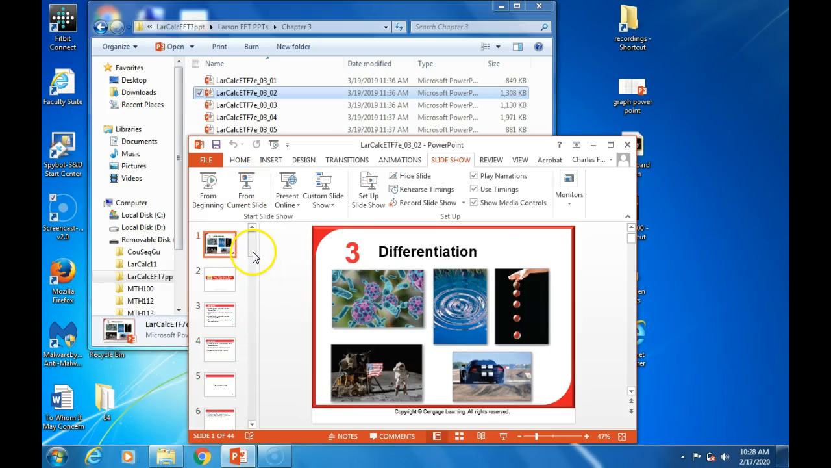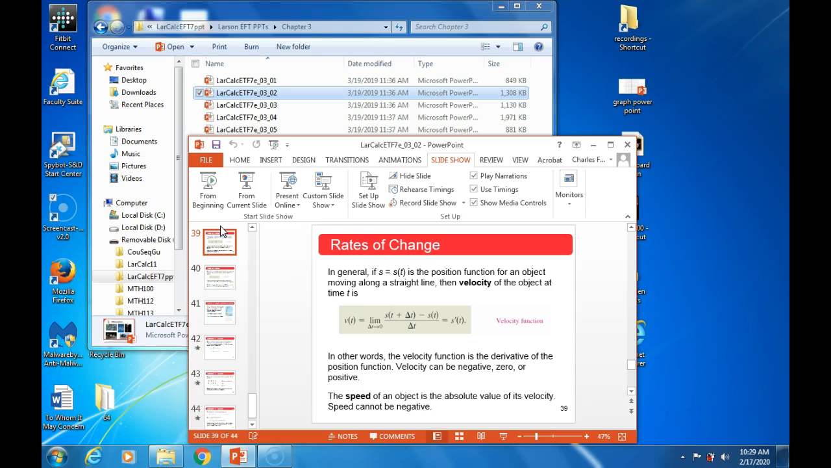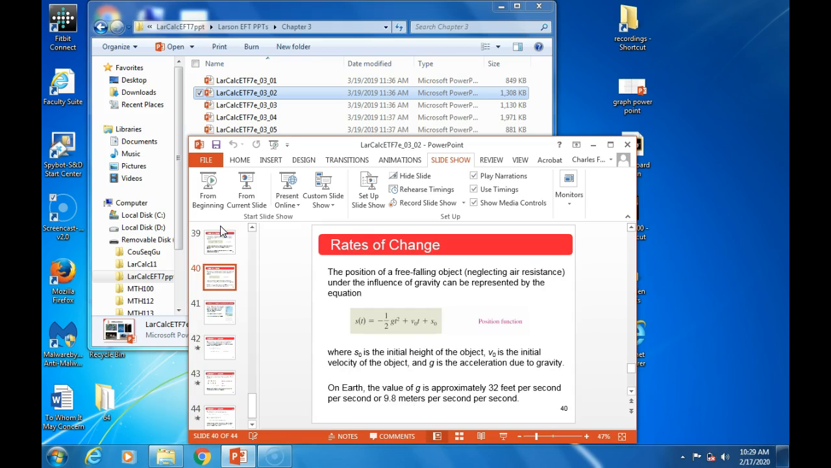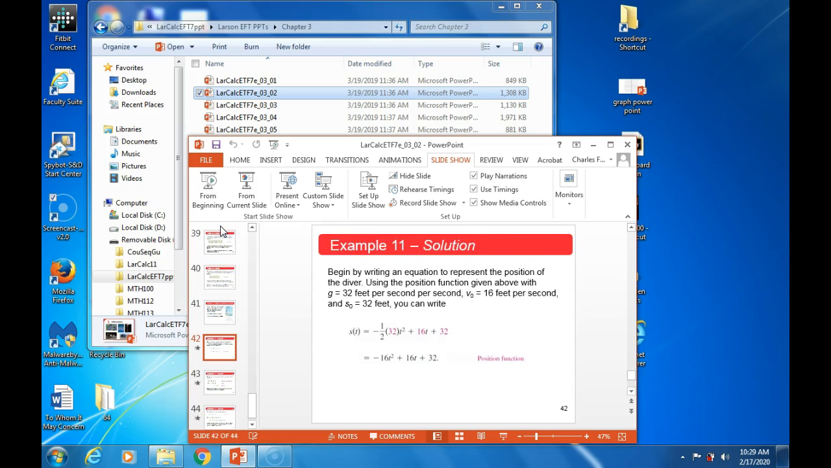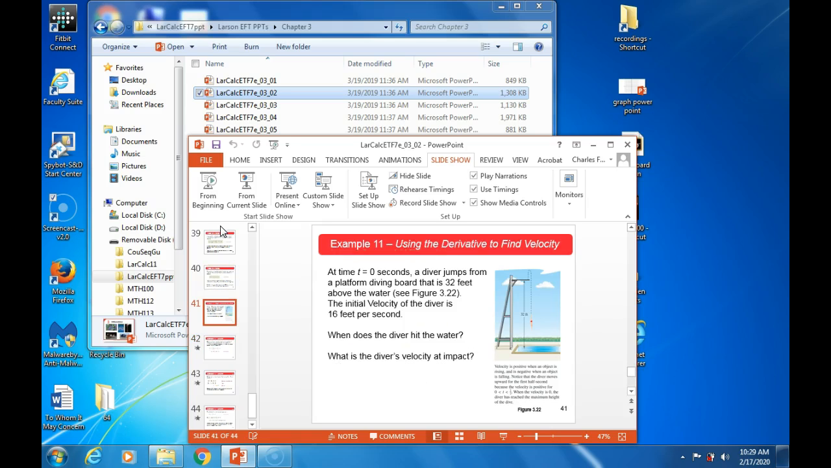Not from current slide. Okay, let's see. We already did rates of change, didn't we? Yep. And we did. Ooh. There's example 11. All right. I didn't see example 10. We did example 10 though, didn't we? I have that we did, so say yes. Okay. We'll go from current slide.